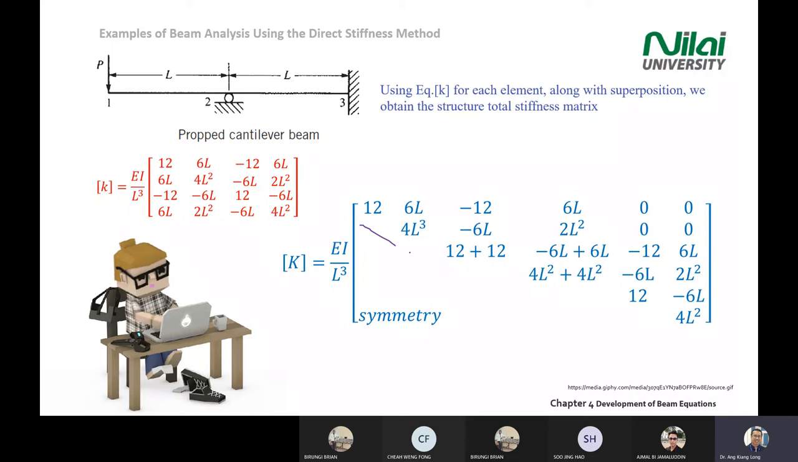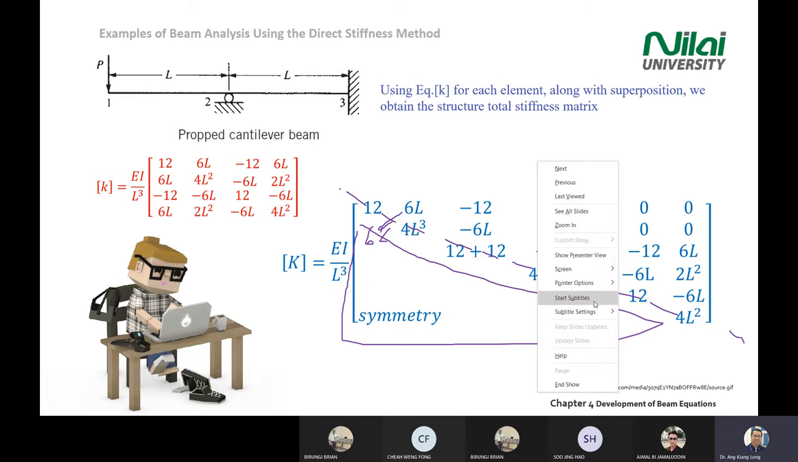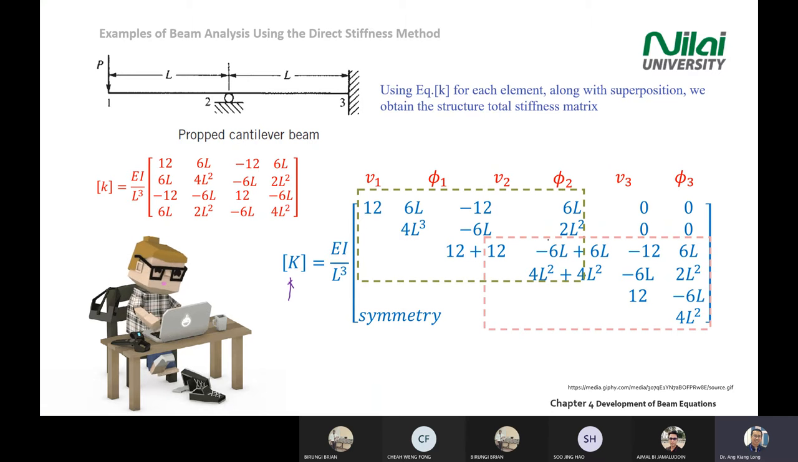Okay, so again in the exam, you need to fill all this space. Symmetry means it will be the same as the opposite side. This is your mirror. Just park here, for example, 6L and so on. You get the capital K. So you label with the pencil the capital K and the V1, V2, and so on. This is element one, and I also box for you to show this is element two. There are two boxes there. Then you combine all the numbers there.